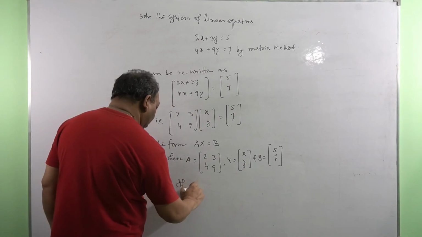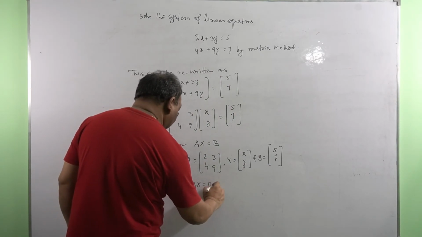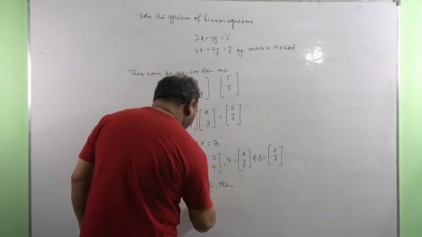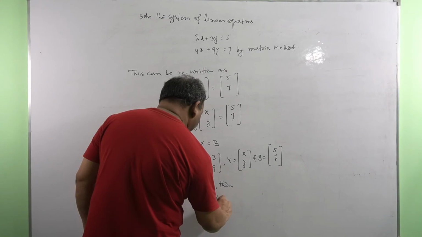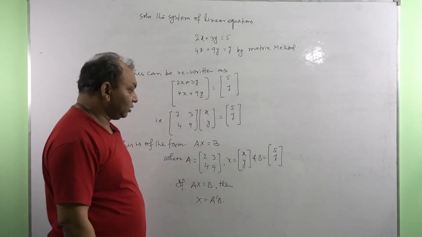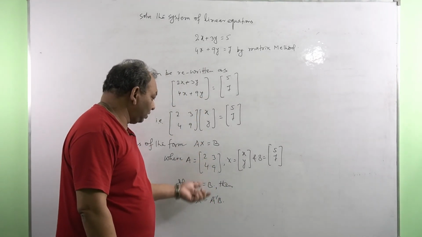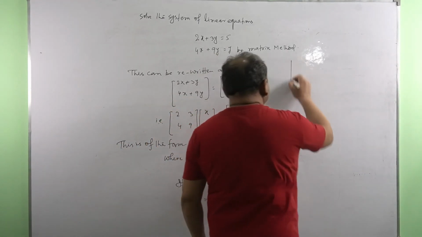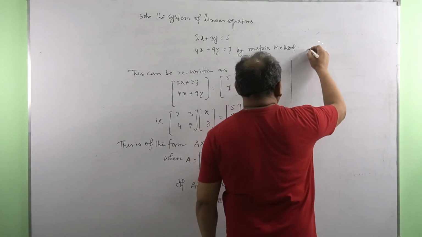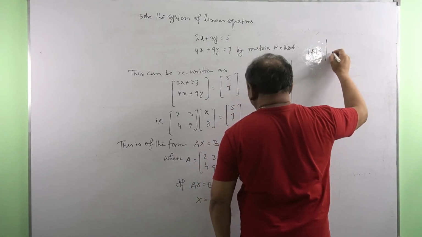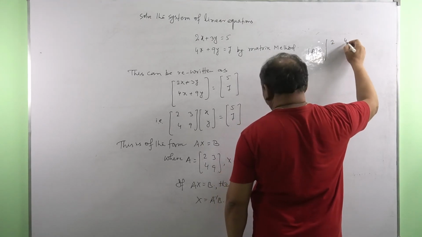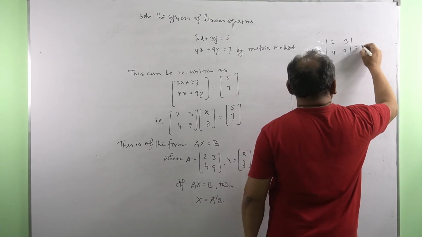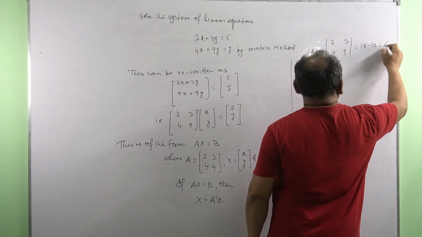If AX is equal to B, then X can be written as A inverse B. So first of all, we have to find the inverse of this matrix and use this equation. Now the determinant of A is equal to |2 3; 4 9|, which is equal to 18 minus 12, that is 6, not equal to 0.